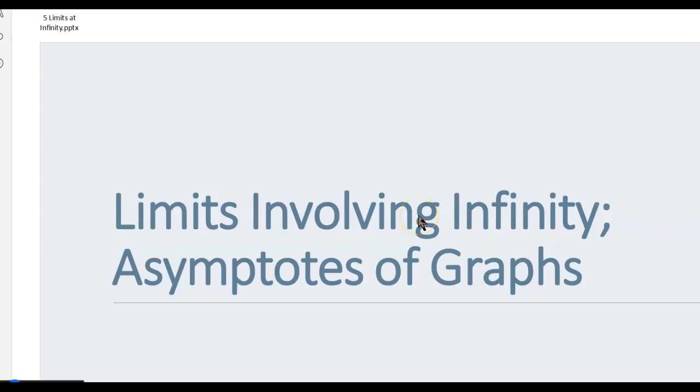In this section, we are going to be looking at limits that are approaching infinity, both positive and negative, and relating those to a concept we already know about, which is asymptotes.